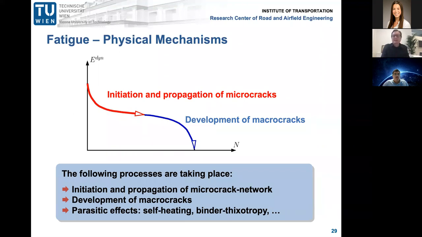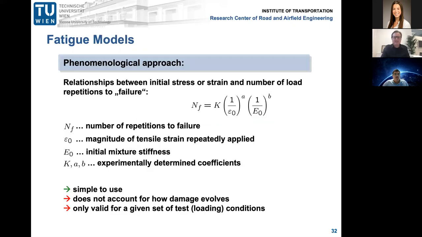So that's a little bit a definition of what is fatigue and what we think is the physical mechanism behind fatigue of asphaltic material and of asphalt pavement, of flexible pavement. And besides, of course, we have to acknowledge very tricky phenomena like self-heating, self-healing, binder thixotropy, etc. So I will not go deeper into that.